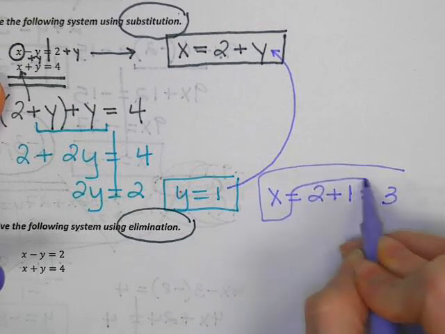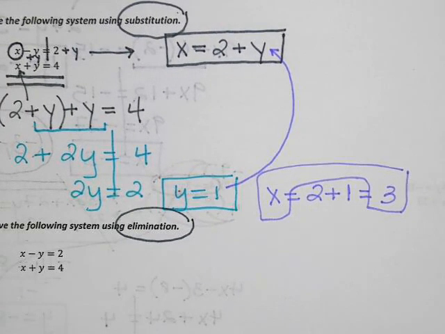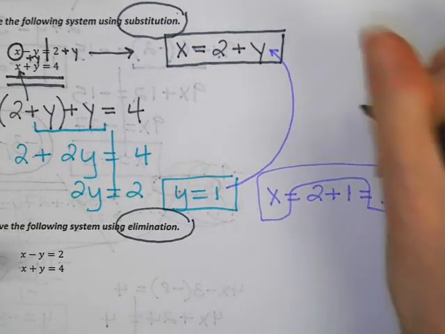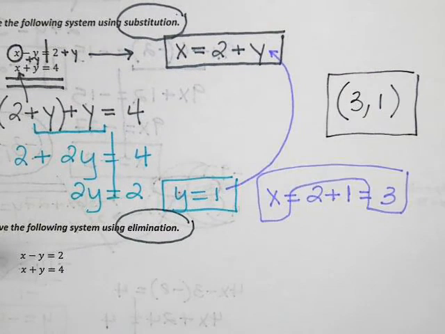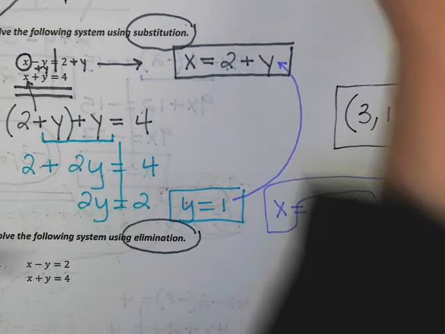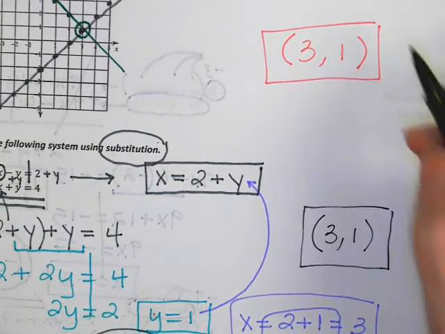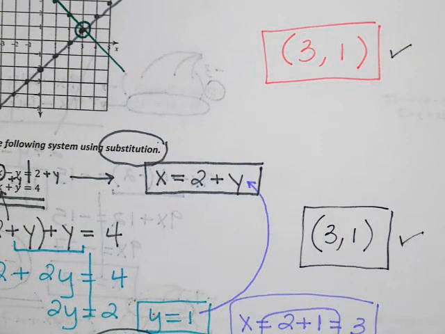And then, as always, for a system, write your answer as an ordered pair. x comma y, so the final answer is 3 comma 1. And look at that, same answer as we got for the first one. Remember? 3 comma 1, 3 comma 1.